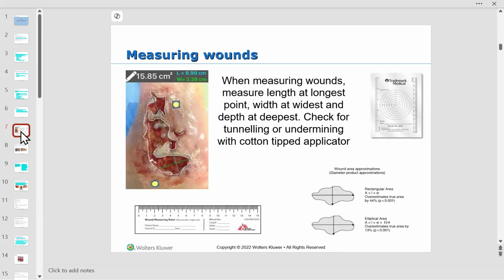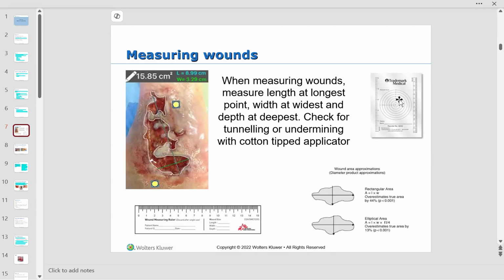Okay, measuring wounds. When you're measuring wounds, you always measure the length at the longest point, and you can look at this picture. Longest point from here to here. Width at the widest, here to here, and depth at the deepest. This one doesn't have real much depth to it, okay? So we just have length times width. You're always going to check for tunneling or undermining with a cotton-tipped applicator.